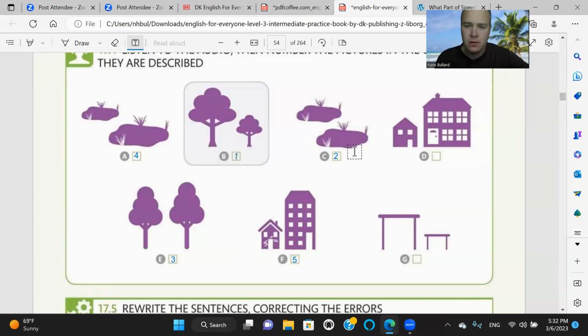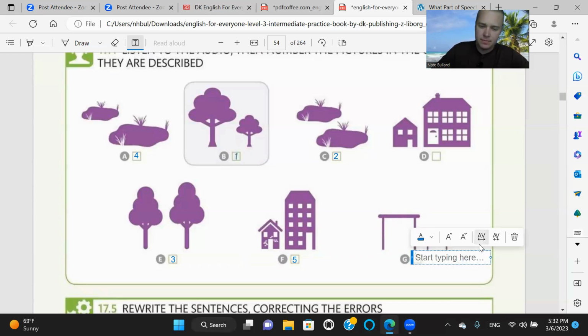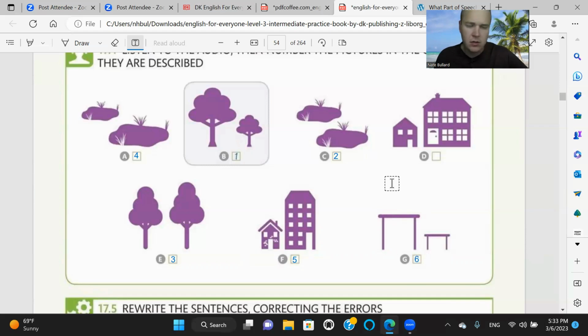One of the tables is much lower than the other. This one is much lower than this one. Whoops, this is going to be number 6. All right, and the last one. One of the houses is much wider than the other. Okay. One of the houses is much wider, mucho más ancho de la otra. That's going to be this one.